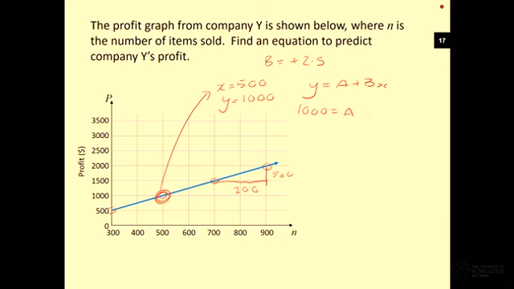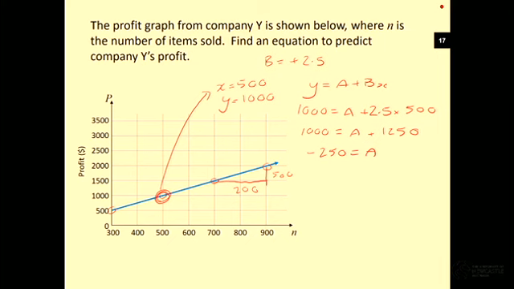B is 2.5 times an X of 500. So 1,000 equals A plus 2.5 500s, or 2 500s is 1,000, half a 500 is 250. So 1,000 equals A plus 1250. Subtract 1250 from both sides. We find out that if I'd actually calculated all the way back to naught, the y-intercept is actually a bit under. Yeah, it starts with a loss of 250. You sell no items, I lose 250. Okay, we found the y-intercept.